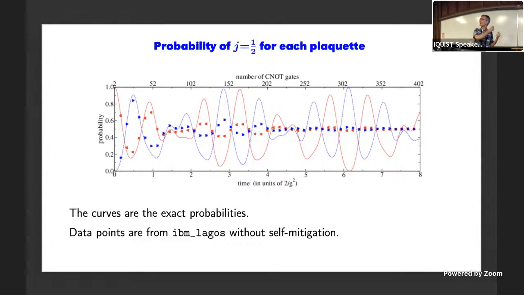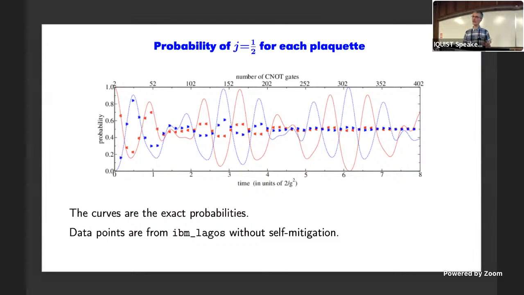So you see that at early times, it works quite well. The data points are near the curves, and then they end up somewhere near the middle of the graph, where probability is a half, which means it's a coin flip. There's no information left. Is the left plaquette with or without color? We don't know, just flip a coin. But this is before mitigating the errors on the quantum computer.